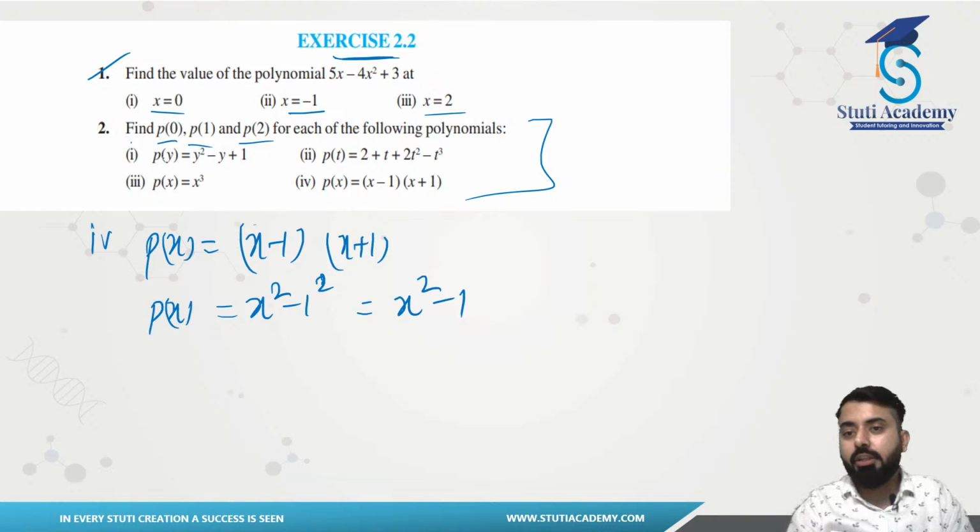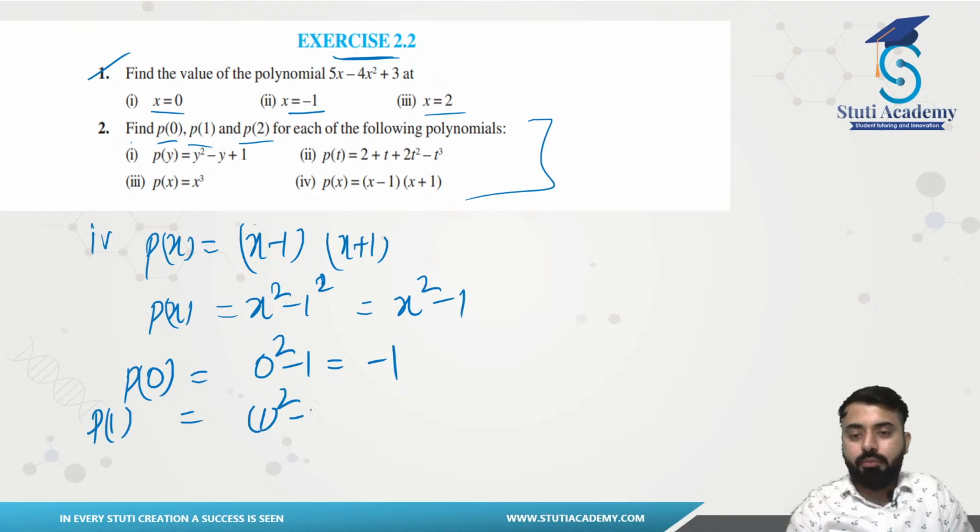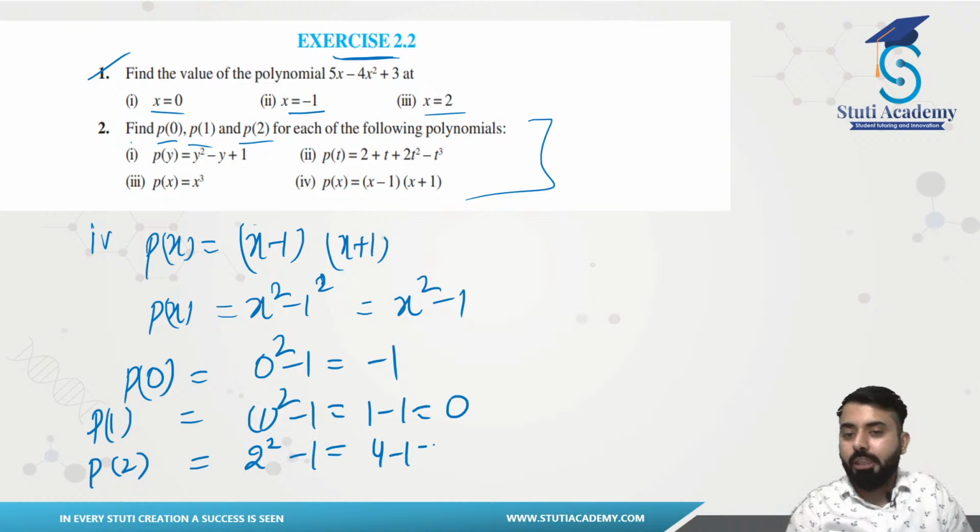Now you have to find out the value of p of 0. So p of 0 will be 0 square minus 1, that will be minus 1. Now if you put p of 1, square of 1 minus 1, that will be 1 minus 1, that will be 0. Now if you move forward, you put p of 2. That will be square of 2 minus 1, that means 4 minus 1, that will be 3. So this is how you are going to attempt each and every part in this.